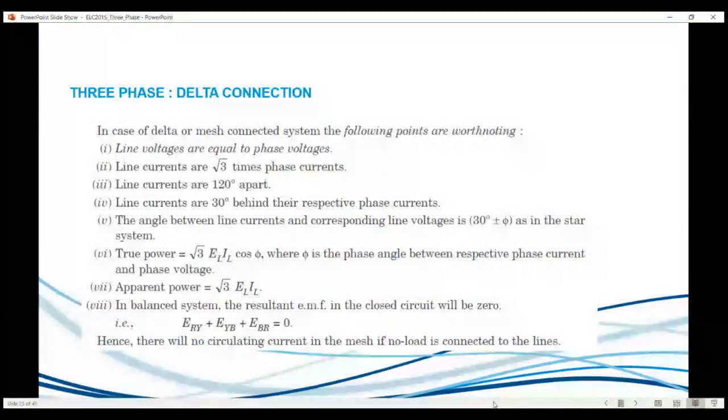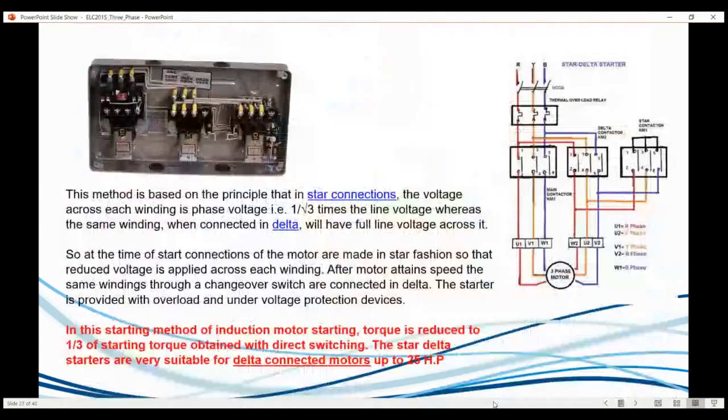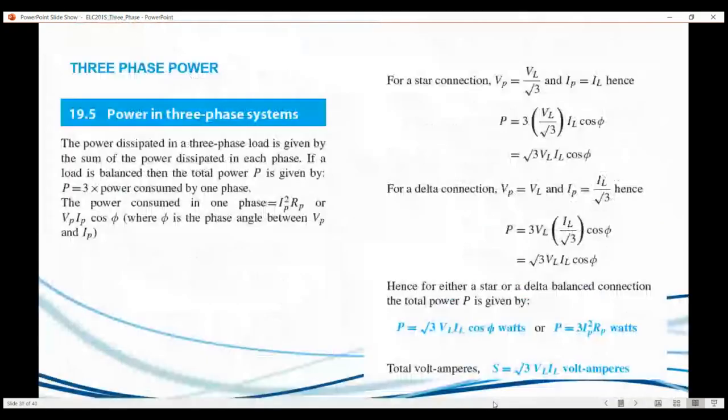So for your delta connected system, the line voltages are equal to your phase voltages. Your line currents are √3 times your phase currents. They're also 120 degrees apart, which is still the same. And the line currents are 30 degrees behind, not ahead. That's important when you do your circuit itself. Luckily at the end, we just have 2 comparisons between the two, and obviously some examples. I'll talk about some applications and we'll do some examples.